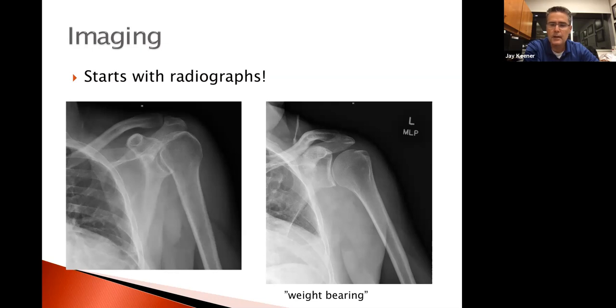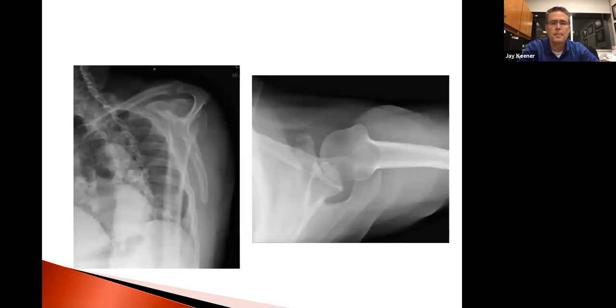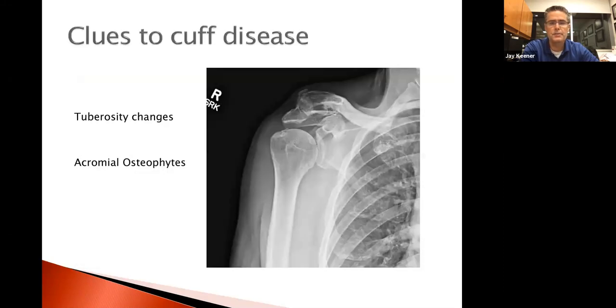The most helpful view is the true AP view, or the image on the right. And I call this a weight-bearing view because typically the arm is slightly abducted and in neutral rotation. And by definition, your deltoid and your rotator cuff are firing. So this is analogous to the weight-bearing view of the knee. Other views are the outlet or the Y view, which can show you some acromial features. And then the axillary view is helpful to rule out arthritis of the glenohumeral joint and to look for os acromiale, which are sometimes relevant in cuff patients.